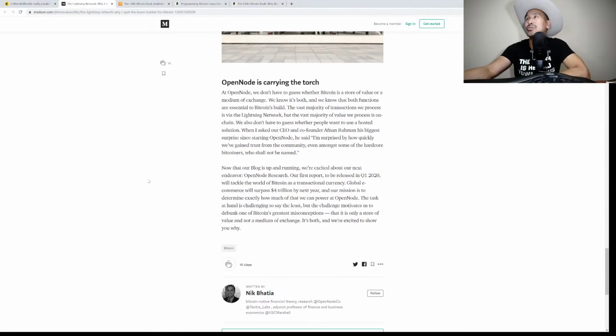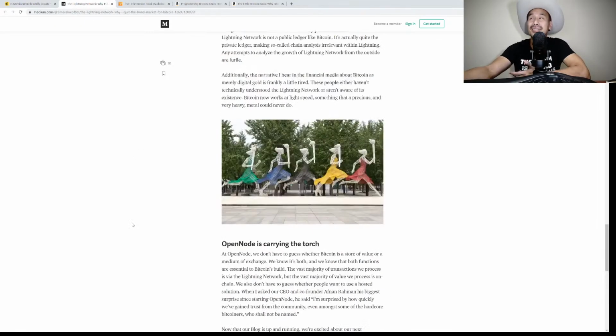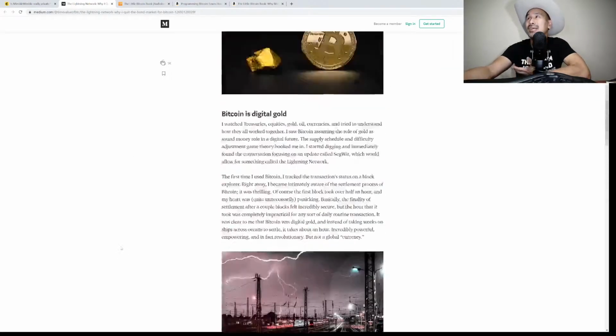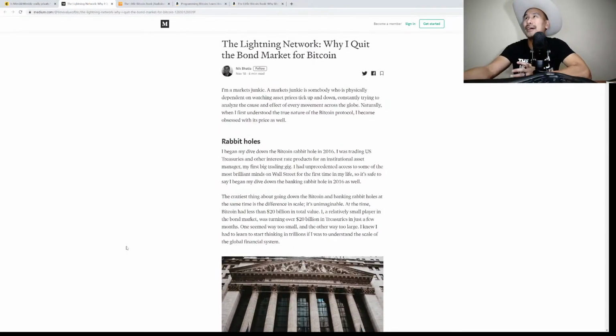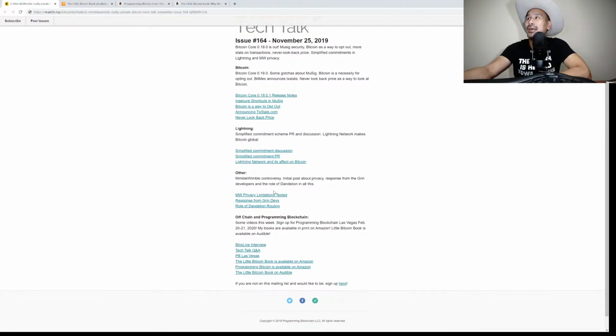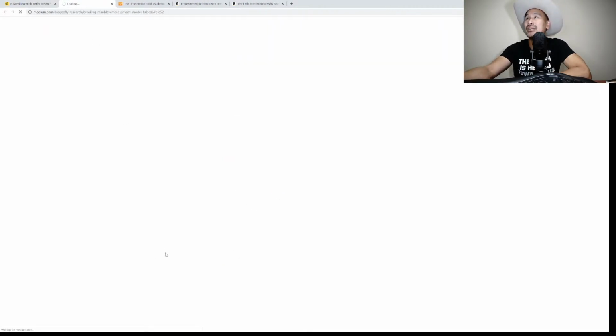And then he finishes with stuff at OpenNode, and I don't want to read that part, but yeah, this is what's exciting about Lightning, and it's a good way to talk about why the Lightning Network is so exciting and capturing people's imaginations. All right, and then finally, let's read this one real quick.